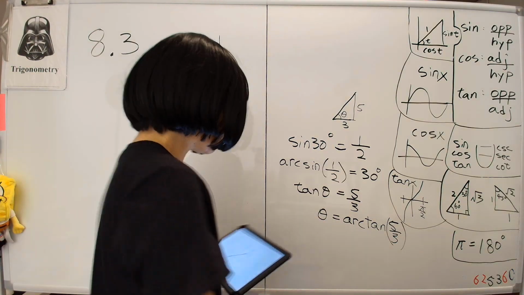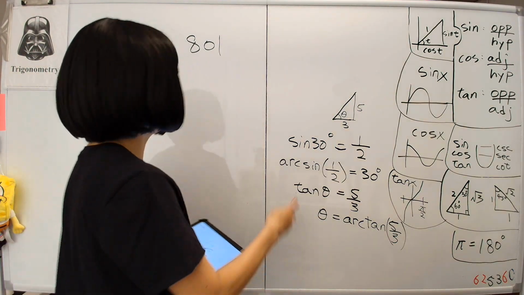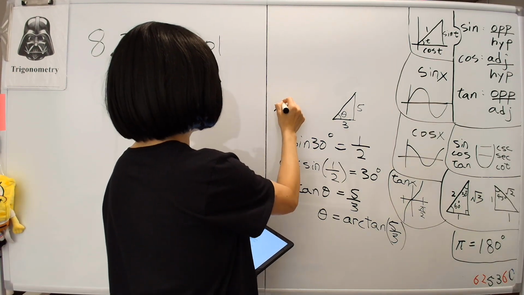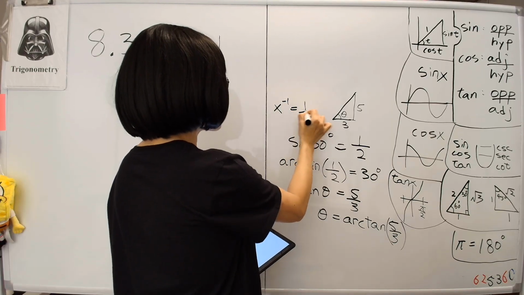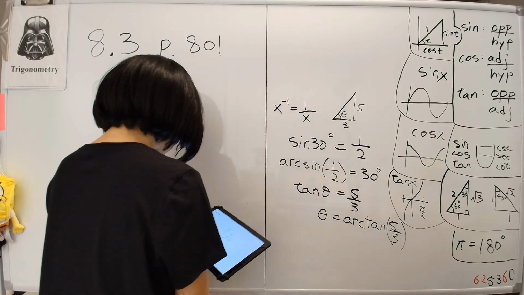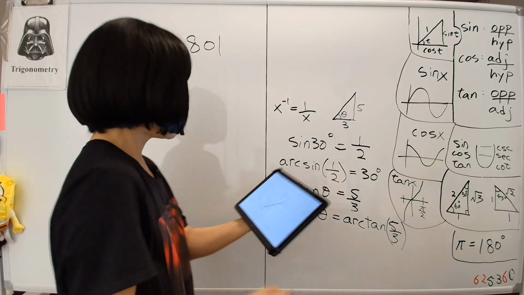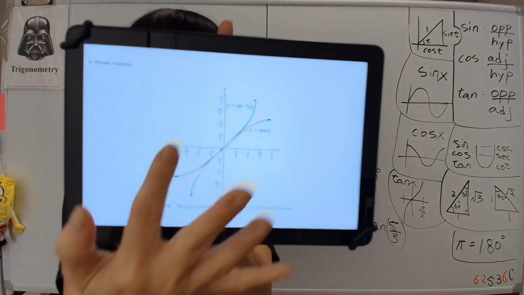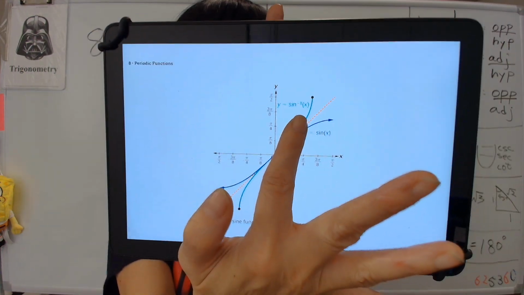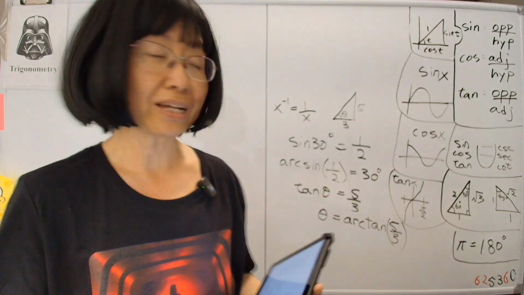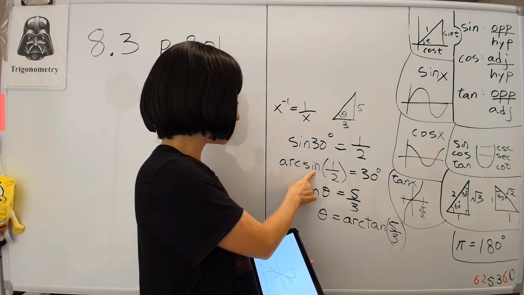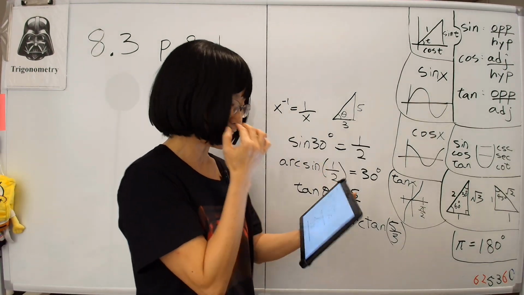Normally when we write x to the power of -1, that means 1 over x. That is not the case here. So when you see sine inverse, that's an exception to the rule. It does not mean 1 over anything. It means the inverse function, the arc sine. That's all it means.